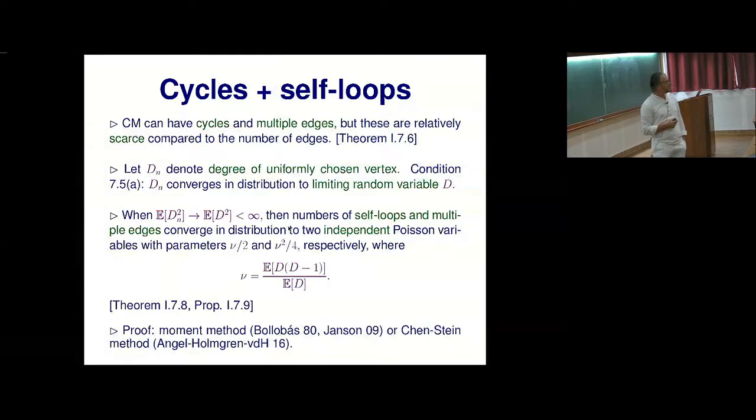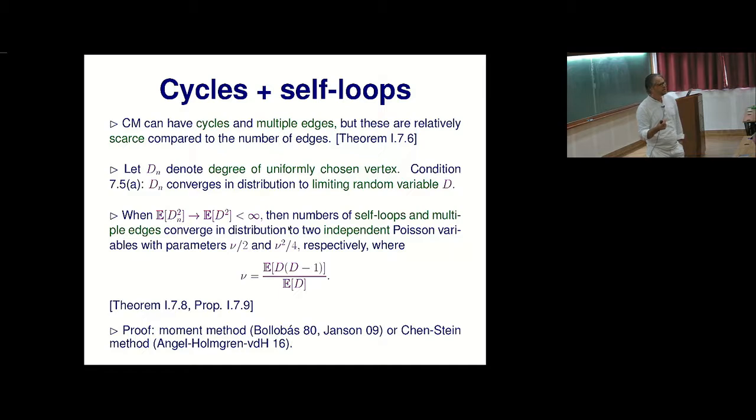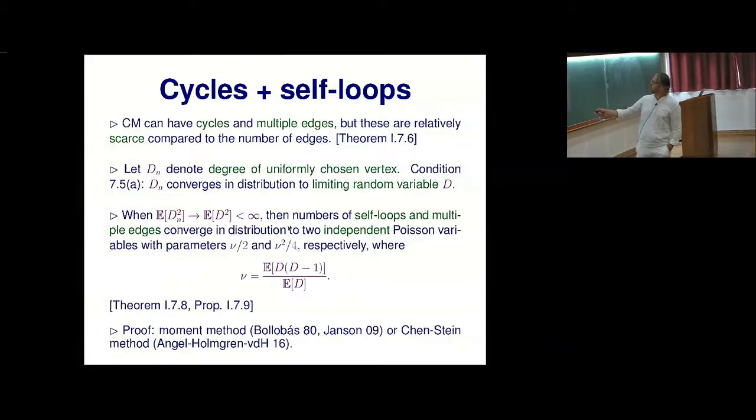And in fact, because the Poisson distribution has an atom at 0, it immediately tells you what the probability of simplicity is. Because then these two independent Poisson variables both have to be 0. So this has probability e to the power minus this times e to the power minus this. So if nu is finite, this is a strictly positive value.